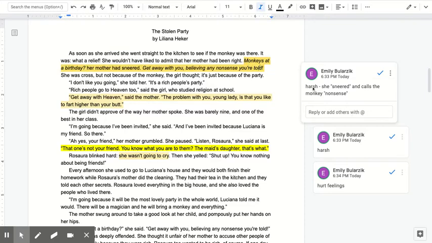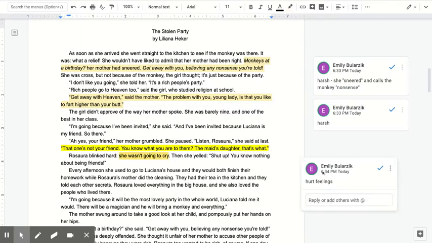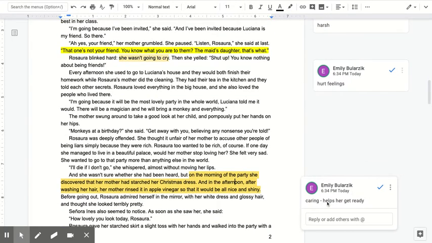So for most of these, I have the highlight, which belongs to the comment, and then I have a comment over here. So here I thought her treatment was harsh. Next one, also harsh. Then I highlighted this without adding a comment, which I feel like is not quite as helpful, but definitely a strategy that you can use if something stands out, but maybe you're not quite sure yet why. Here I have hurt feelings, and then down here I had her mother treating her in a caring way.